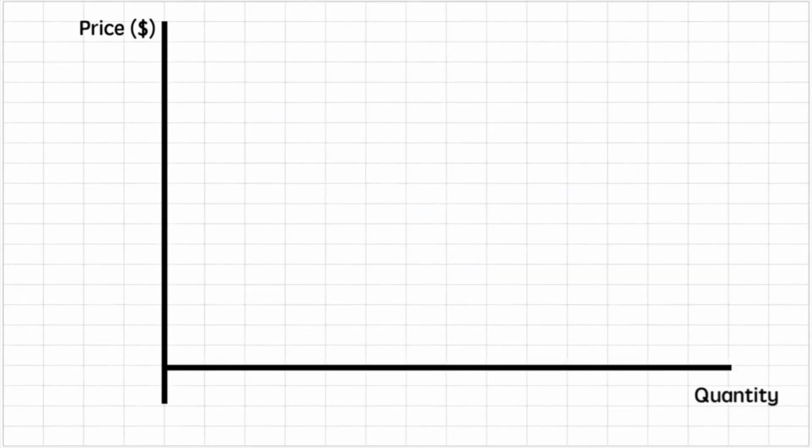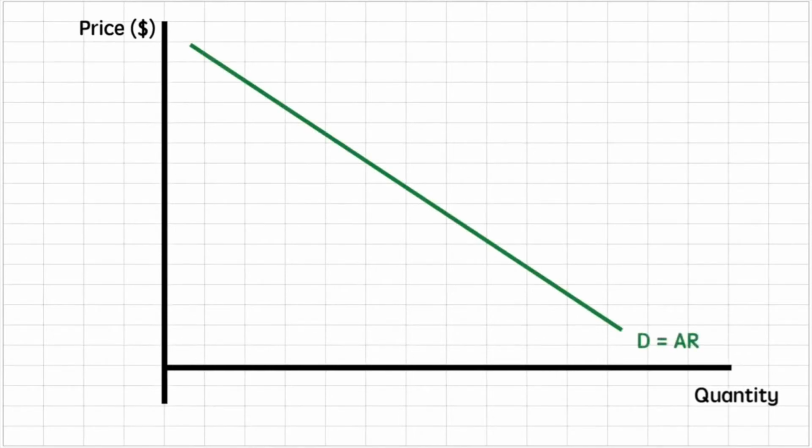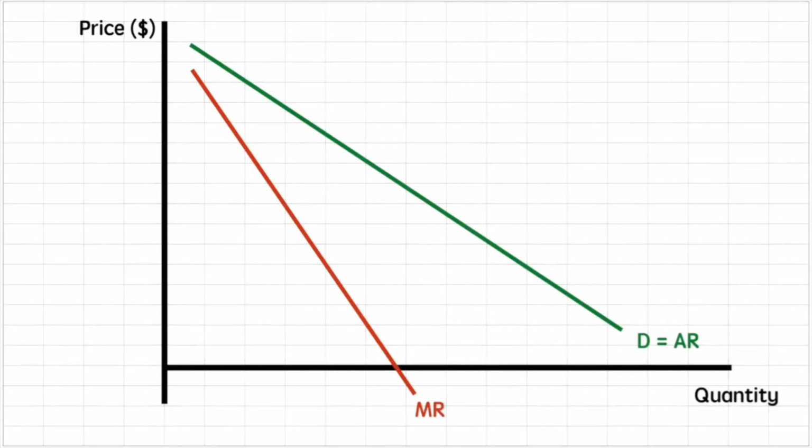Plotting them together reveals two lines that grow in distance the higher the level of output. When looking at the demand and marginal revenue together, this diagram is most commonly what you're going to encounter. The marginal revenue curve is twice as steep as the average revenue curve.